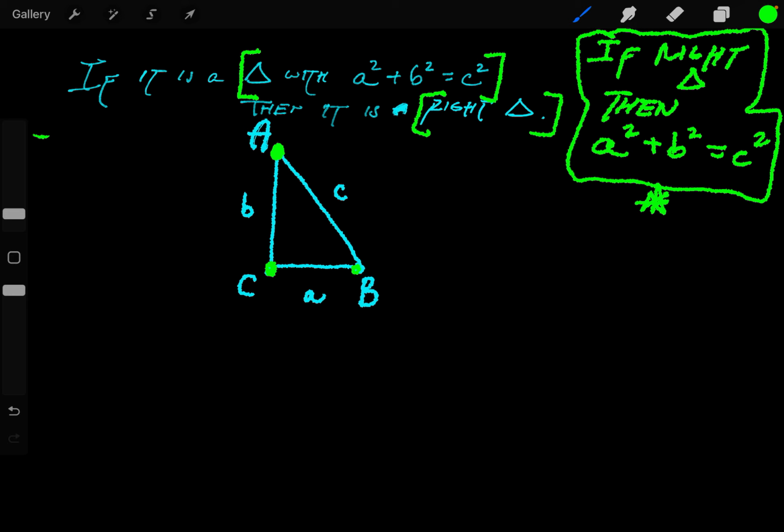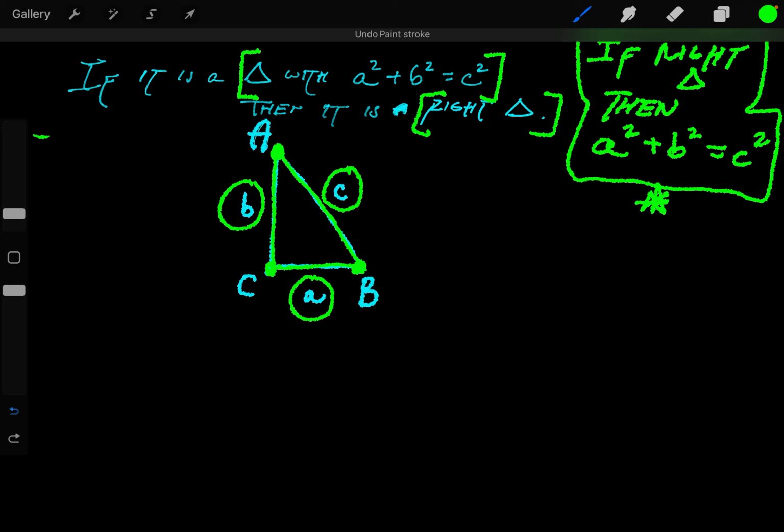So again, we're just given some triangle. Here's a triangle ABC with side A, side B, and then side C. What we want to show is, knowing that a squared, this side squared, plus this side squared is c squared, that side squared, that this is indeed a right angle and this is a right triangle. Now, how are we going to do this?